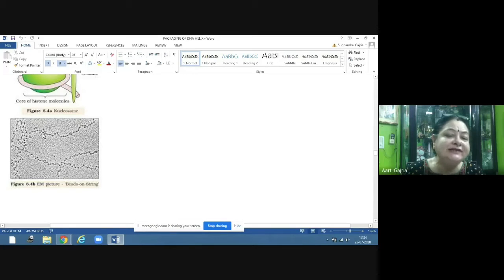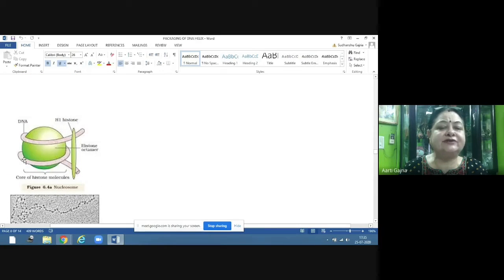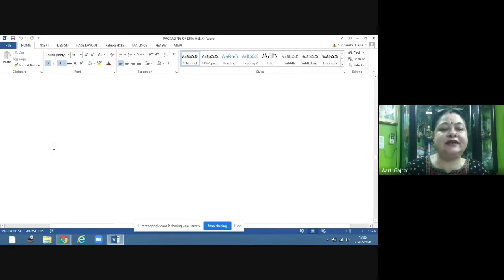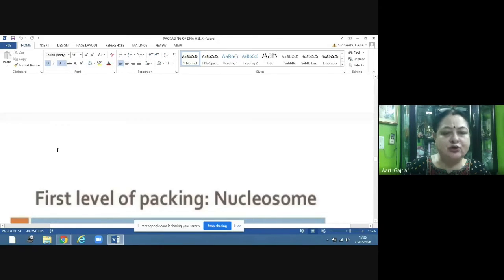These bead-like structures are nucleosomes, on a thread-like structure. So this is an EM picture. EM is electron microscope. So under the electron microscope, you can observe chromatin like this. You can see these bead-like structures. And what are these beads? These beads are the nucleosomes. So nucleosomes are seen under the electron microscope like that.